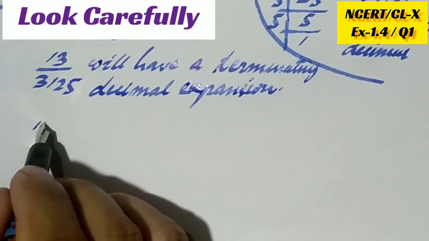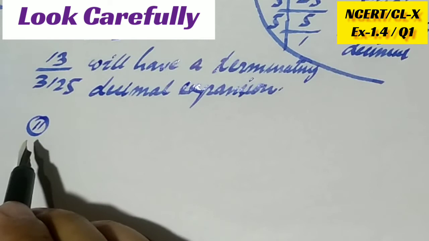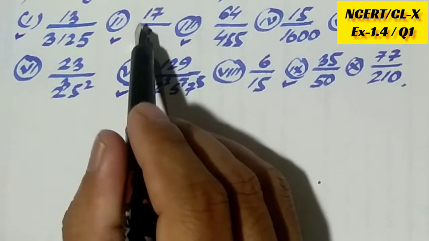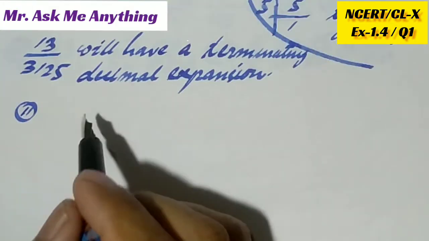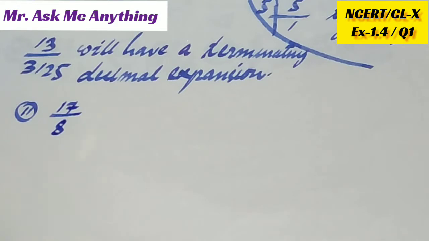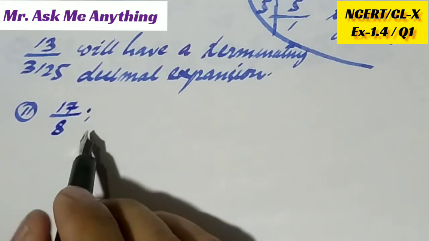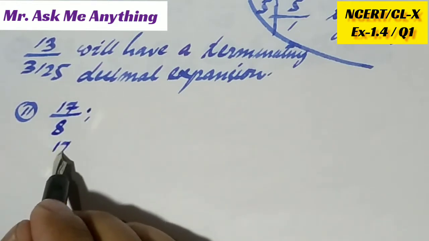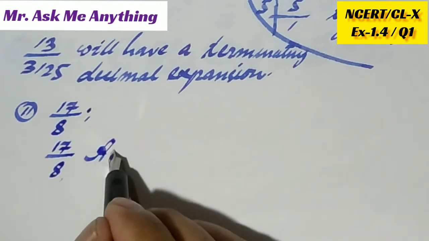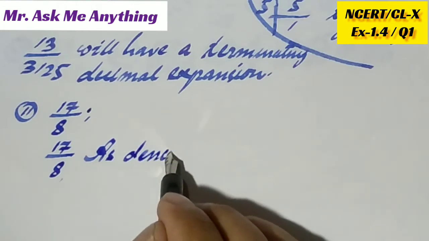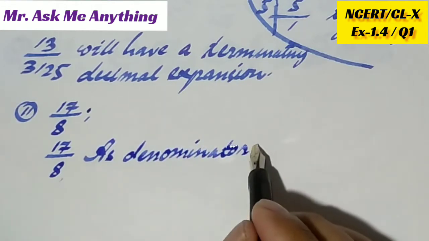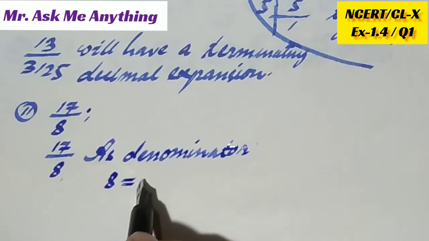Now let us come to Roman numeral 2. Let us have a look at the question. Roman numeral 2 question is 17 by 8. So let us solve. Roman numeral 2, let us write here 17 by 8. Now let us write once more this 17 by 8 here. You know that as denominator, you know denominator means the number below. As denominator, 8 is equal to 2 to the power 3.